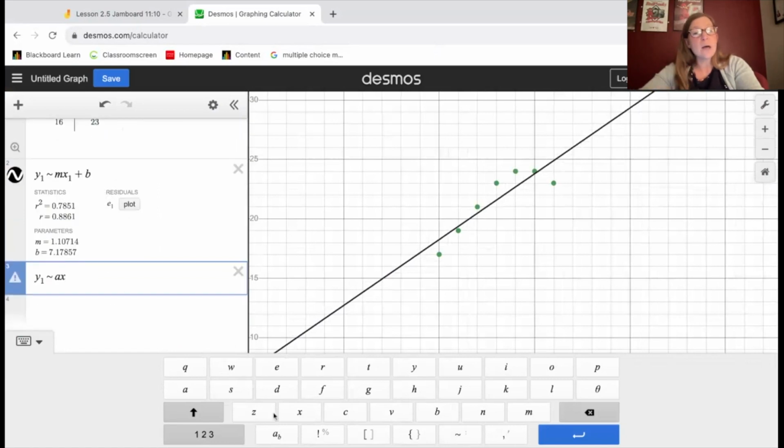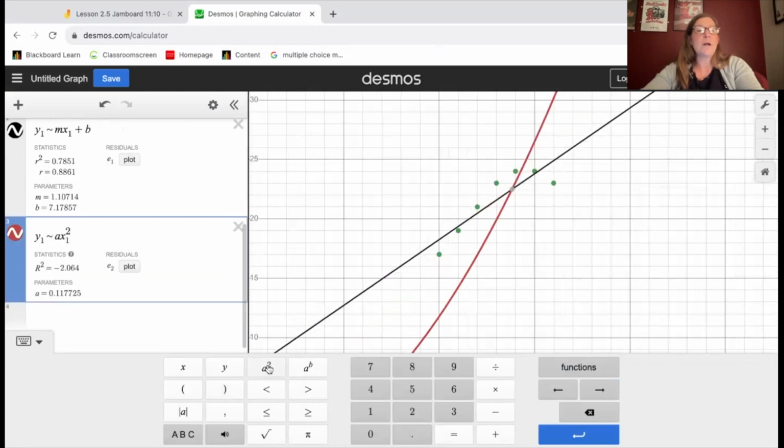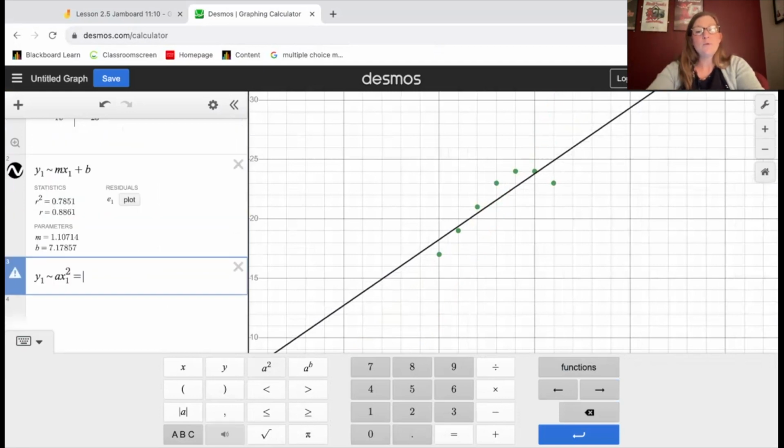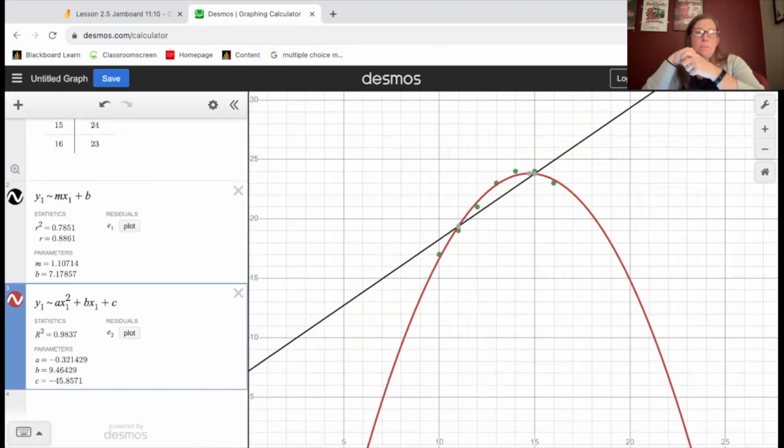So I still need to put that here. So I still need ax sub 1, but I also need to square x. So I'm going to move my cursor back to the x, right next to the x. And then in my 1, 2, 3, I can square it. So ax squared. So the sub 1 is still there. So I know I'm pulling my x values from my table. Plus bx, also sub 1, plus c. And now I see that it gives me a new linear regression line that's quadratic. This one seems to fit our points a little bit better, if I do say so myself.